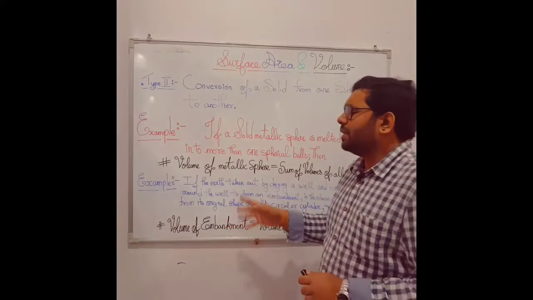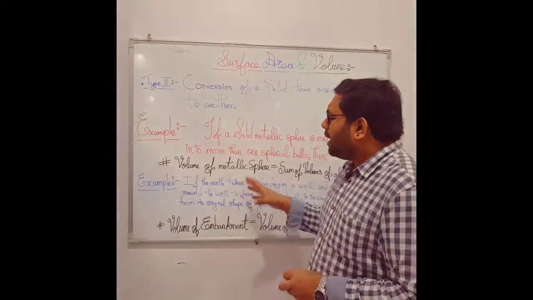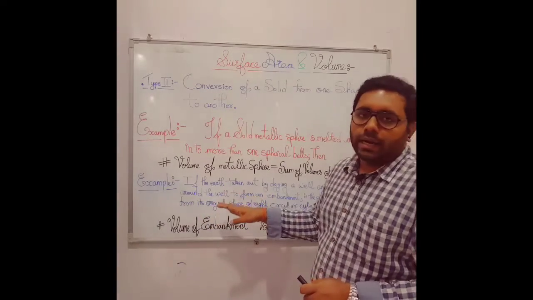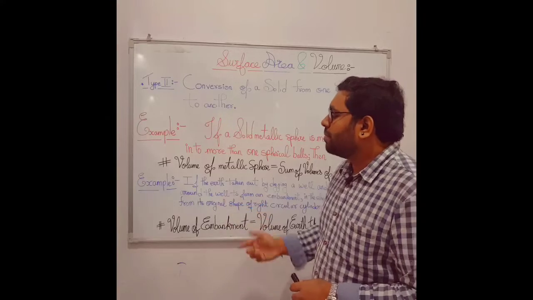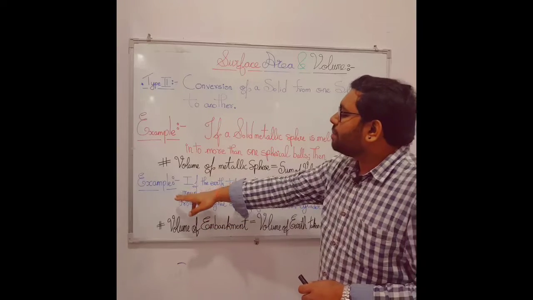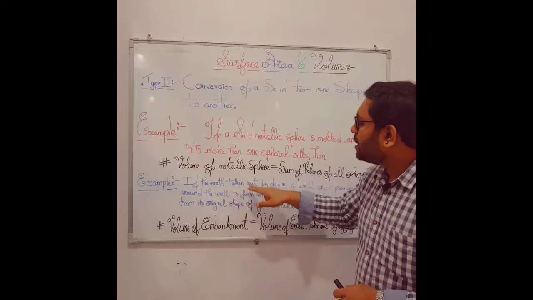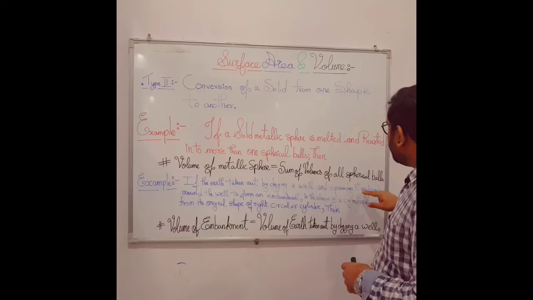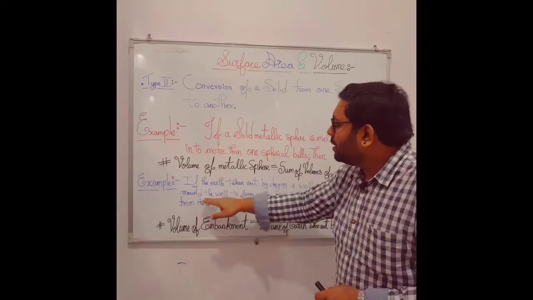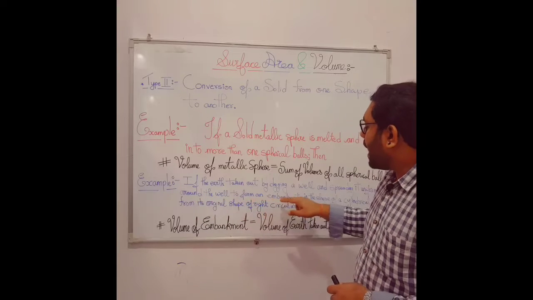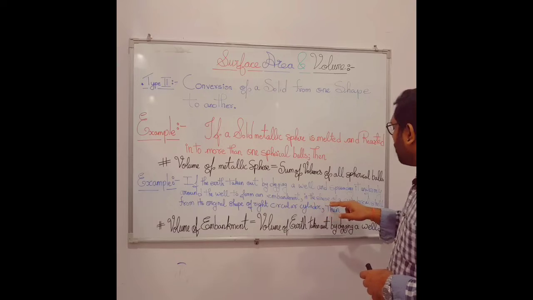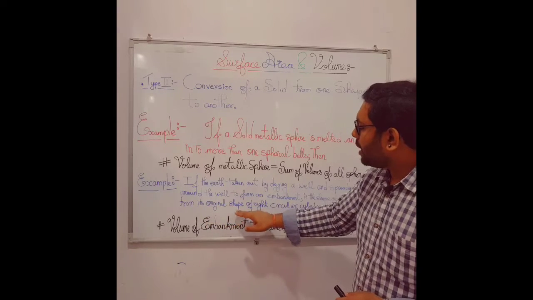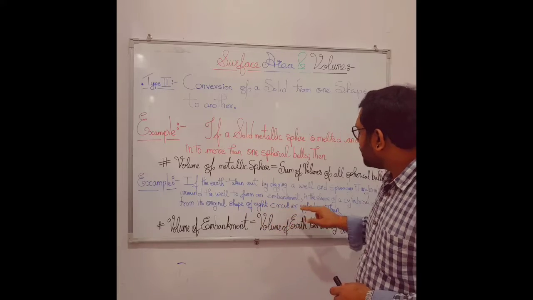Then I've taken one more example. Over here, students have a little bit of difficulty with the language of the question. It is very rare, but still I feel you should understand it. If it is asked in the board exam, it will be very helpful. So the second example is, if the earth taken out by digging a well is spread uniformly around the well to form an embankment in the shape of a cylindrical shell, from its original shape of a right circular cylinder.